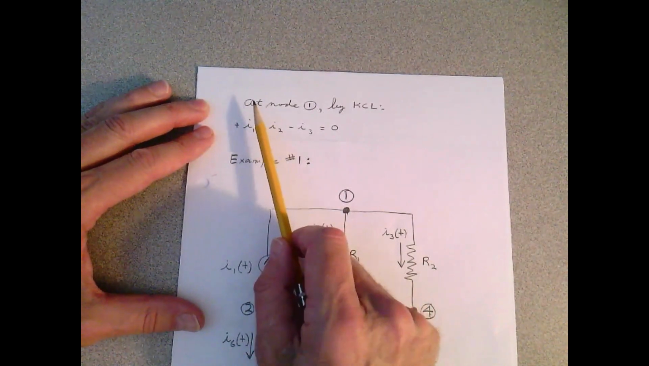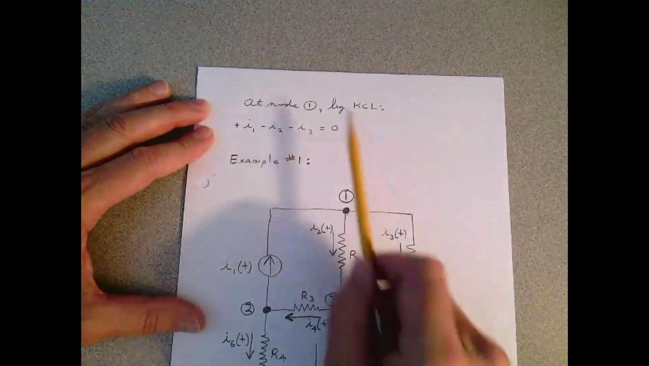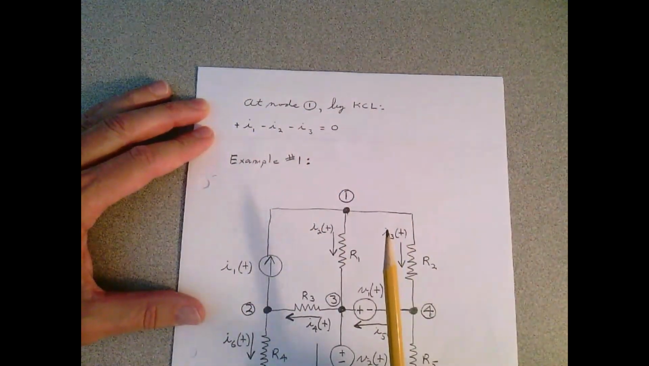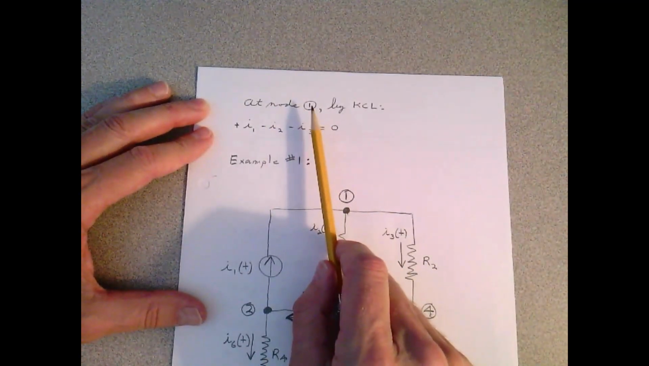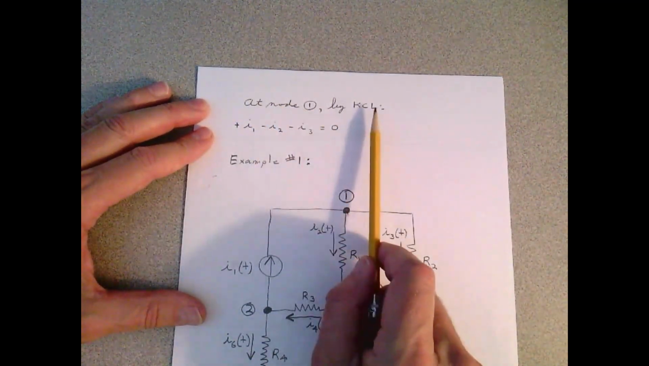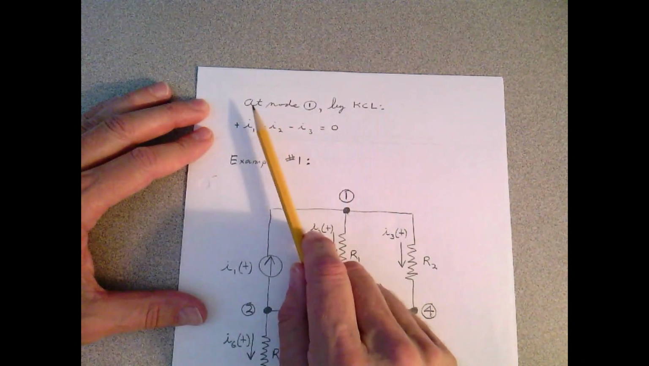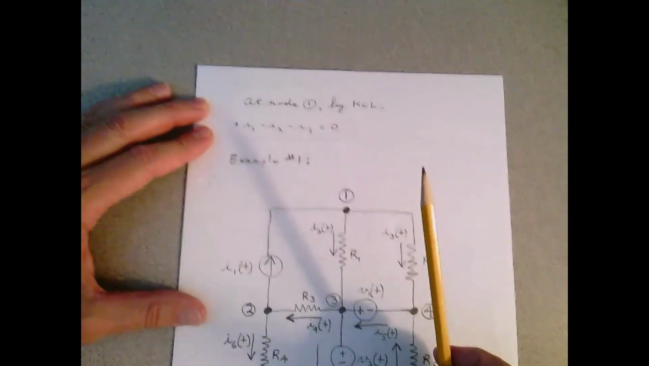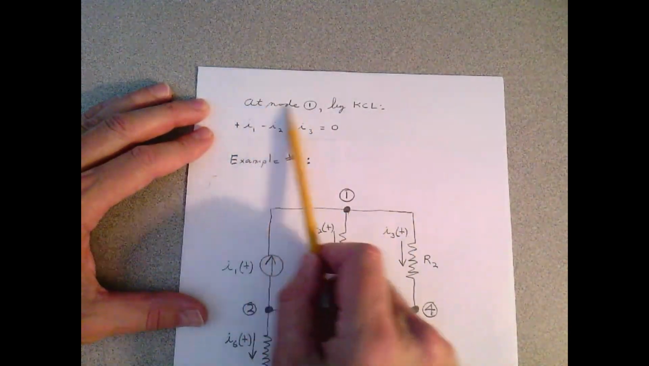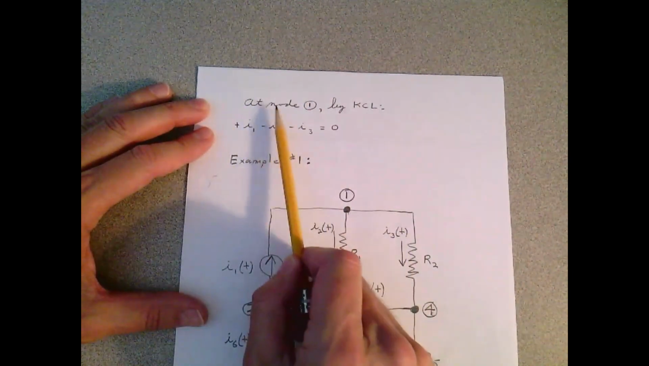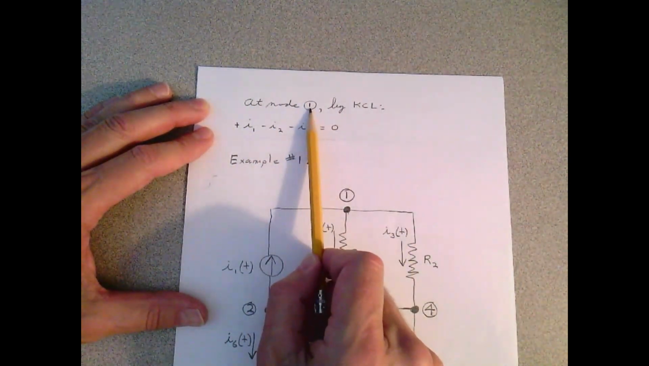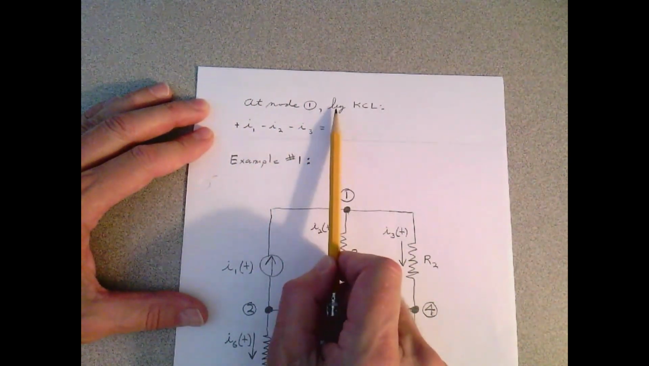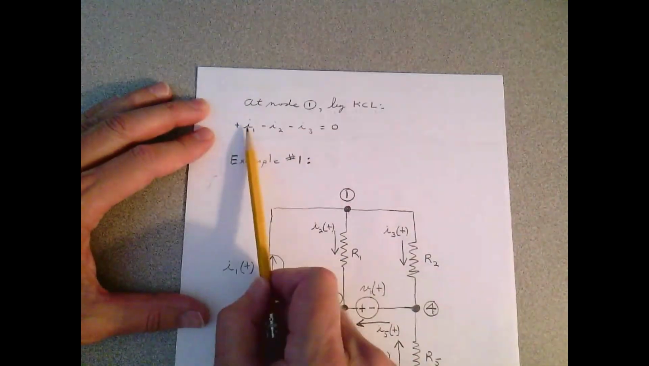I'll write at node 1 by Kirchhoff's current law. Now, make it real clear. On every homework assignment or on any exam solution, I want to see this statement written. I want to see at node, whatever node point you're writing the equation at, comma, by KCL. And I want you to write the equation.